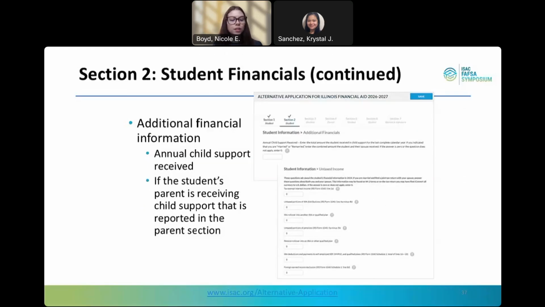Now moving on, still in section 2, but additional financial information. So if they receive child support for the student. So if the student's parent is receiving child support, then that will be reported in the parent section. So we are still in section 2, student financials.